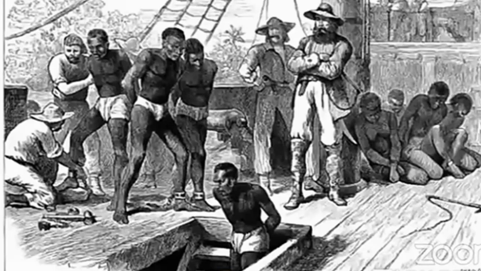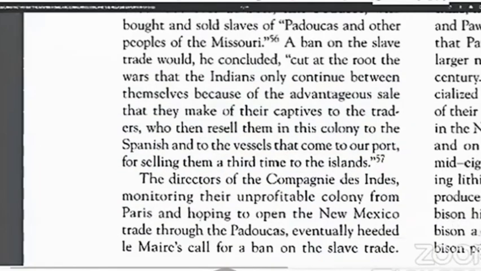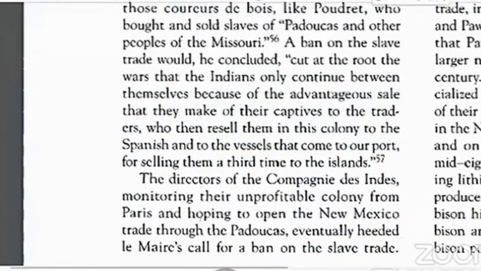All right, who were they giving to the Spanish, and who was going to these islands in the West Indies? American Indians, not Africans. All right, there was a whole circle of slave trade, right? We're starting to see, right? Is it starting to add up to you?